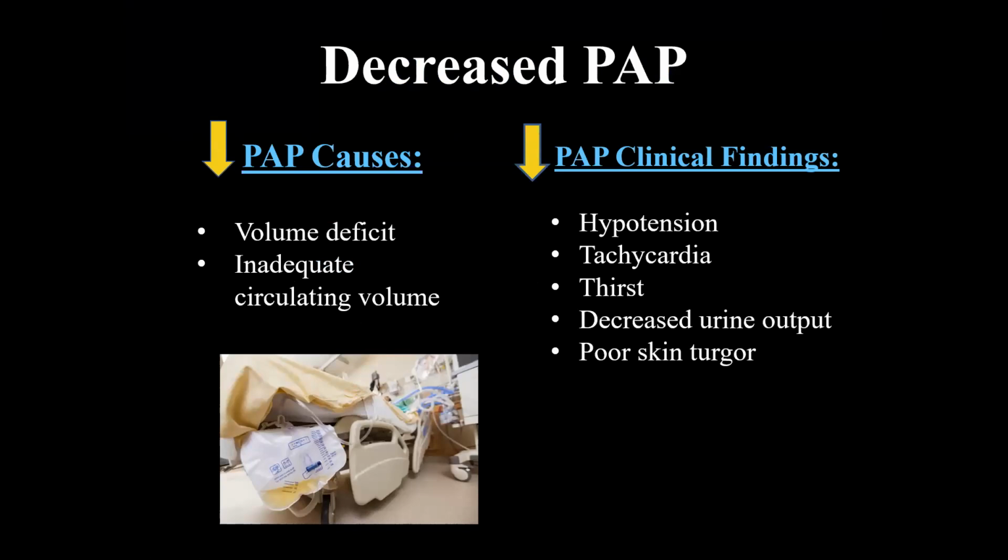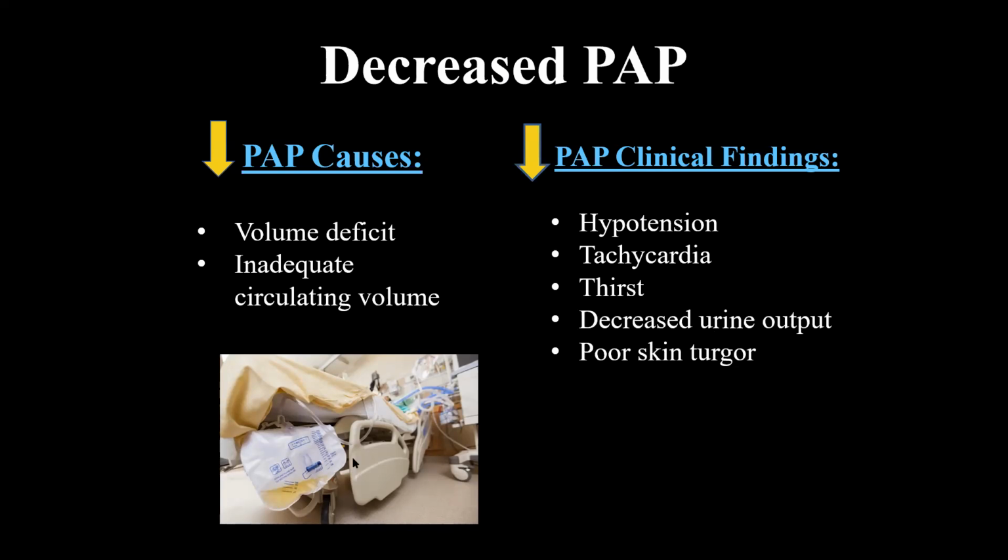Decreased. We don't have enough circulating volume. And, you know, that dehydrated patient can have a low pulmonary artery pressure. They're going to be hypotensive, tachycardic, because we're trying to increase the heart rate to get that blood flow out. There's just not enough blood flow. Thirst, decreased urine output. So that's one of the first things that we'll see in the ICU: the urine output drops when we have a volume issue. So if we're really thinking volume deficit, we're going to see that lack of urinary output.